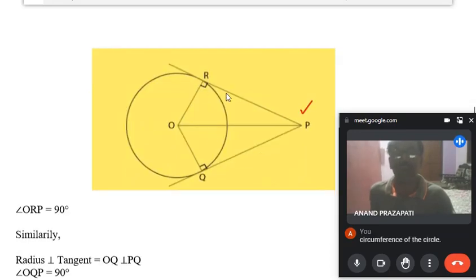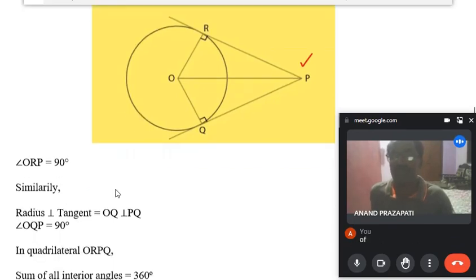So angle ORP equal to 90 degree and angle OQP equal to 90 degree, and hope that there is no problem to understand at this step. We know that tangent of a circle is perpendicular on the radius of the circle. So radius is perpendicular on the tangent. So OQ is perpendicular on PQ, and angle OQP is 90 degree.